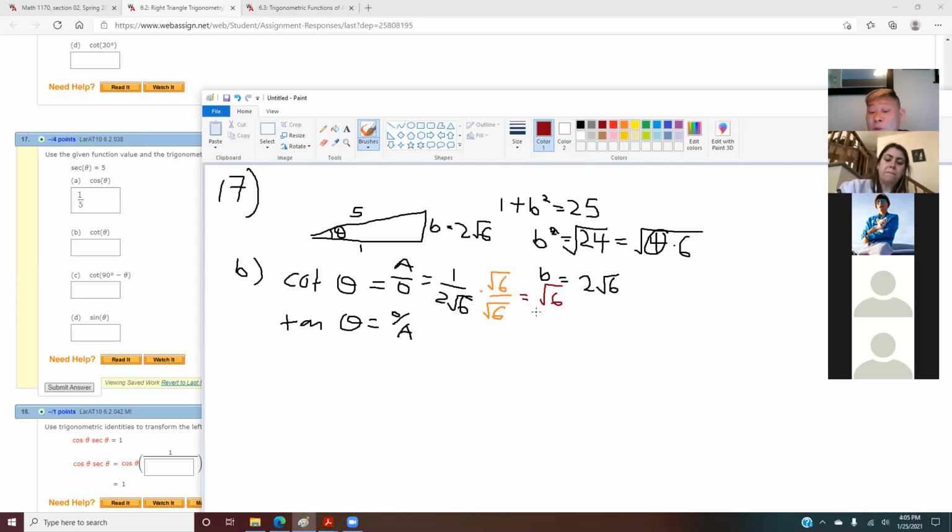So, you can still do 2 root 6. It's not wrong. It's just a bit more. So you still get root 6 on top. 1 times root 6 is root 6. Does anyone know what happens when you multiply 2 root 6 times root 6?